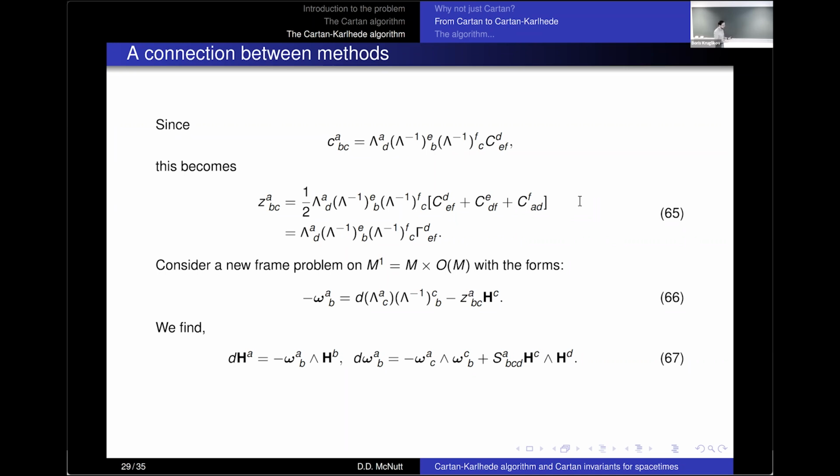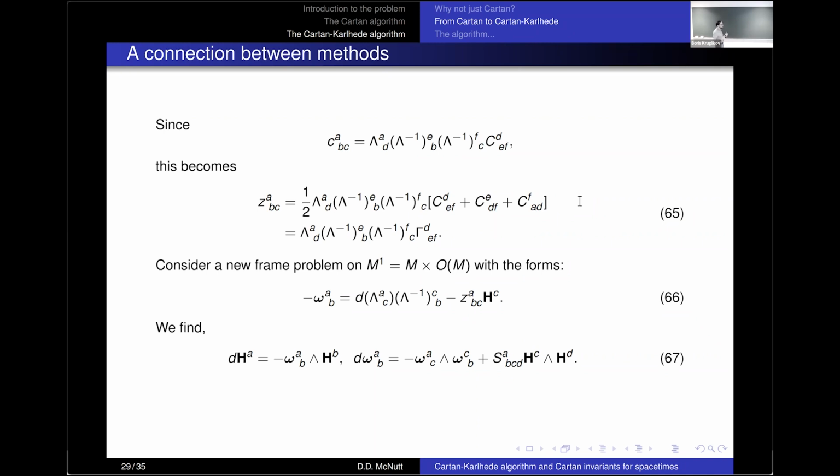And so what I'm going to do is some prolongation without talking about prolongation. I'm going to consider a new frame problem on my manifold, which is M with the direct product of, oh, sorry, that's supposed to be SO(1,3). I apologize, this is a bad habit. So OM is supposed to be SO(1,3). On M, we have our basis H^A. And on SO(1,3), or OM as I've written it here, we can work with the forms here. These are the Maurer-Cartan forms, which have been shifted by this Z function.